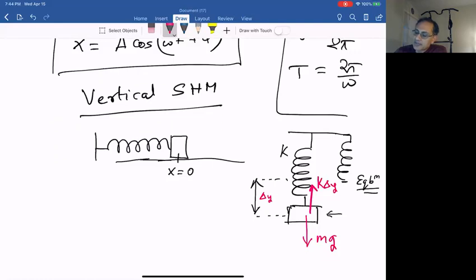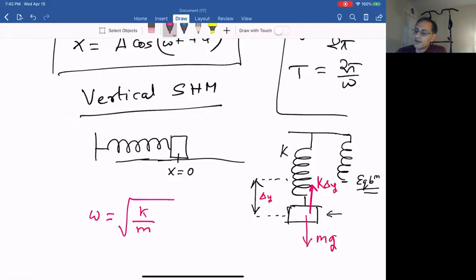The angular frequency of this simple harmonic motion turns out to be exactly the same as in the horizontal simple harmonic motion that we'd seen earlier. So it's still going to be the square root of k divided by m. I'm just stating the result without actually proving it. But if you're interested in seeing how that comes about, you can look at your textbook. It's very simple, two or three lines of algebra to prove that. So this is vertical simple harmonic motion.